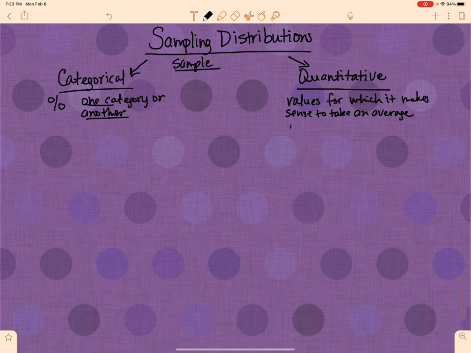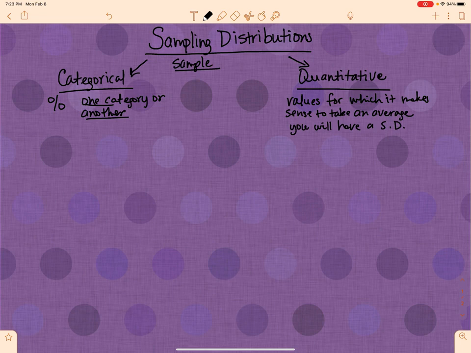Also for quantitative, you will have a standard deviation. They have to give you a standard deviation because of the nature of the formula for sampling distributions for quantitative.